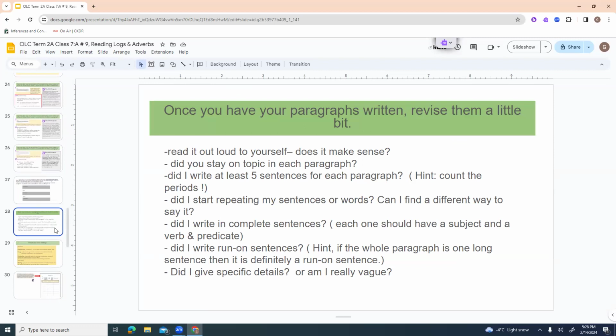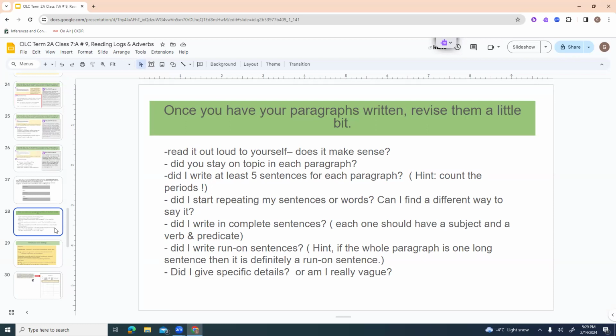Read it out loud to yourself. Does it make sense? This is a big one. A lot of times, if we read silently, we don't notice our mistakes as much. But if we read it out loud to ourselves or read it out loud to a friend, the places where we forgot a word or we got kind of mixed up become much more obvious. Did you stay on topic in each paragraph?